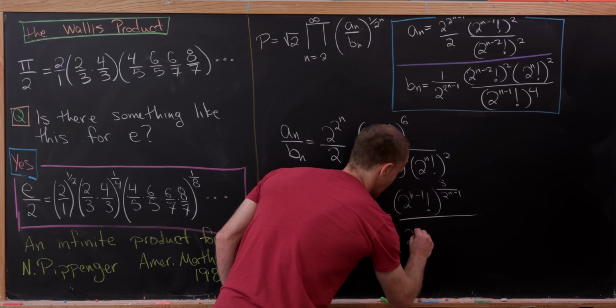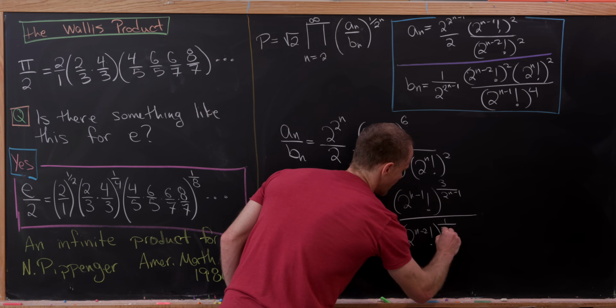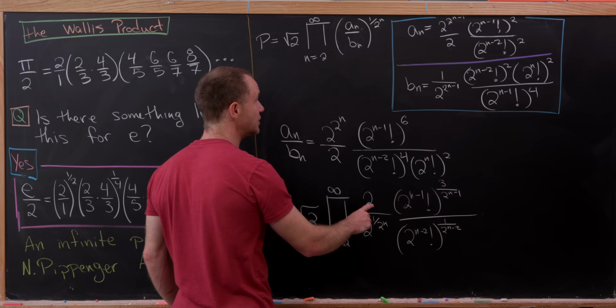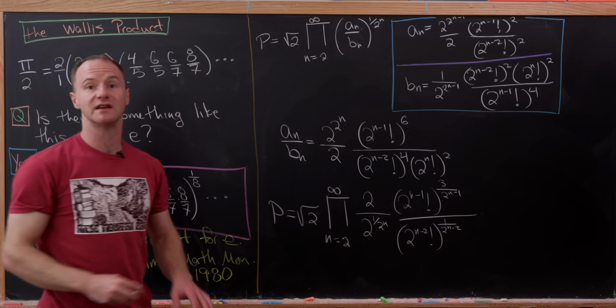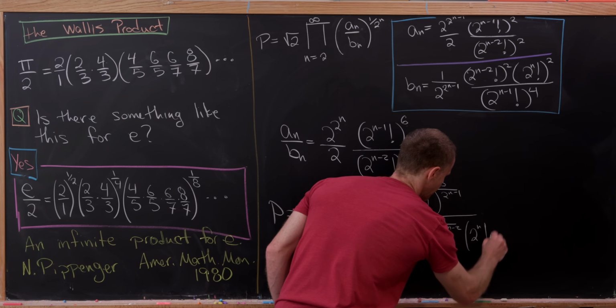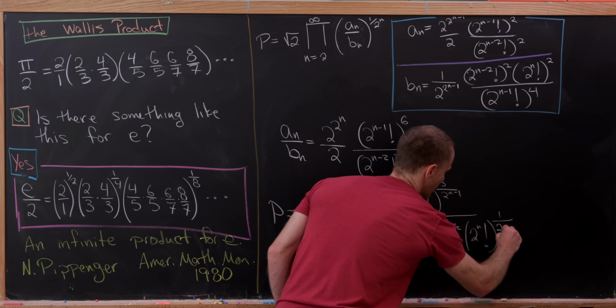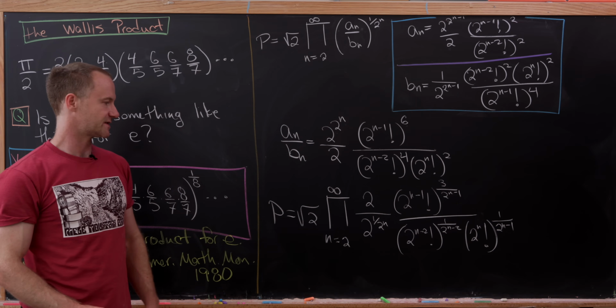So let's see. Here we'll have 2 to the n minus 2 factorial, and then this will be 1 over 2 to the n minus 2, just based off of having a 4 in the numerator and a 2 to the n in the denominator. And then likewise, we'll have 2 to the n factorial, and then 1 over 2 to the n minus 1. So there's where we're at the moment.